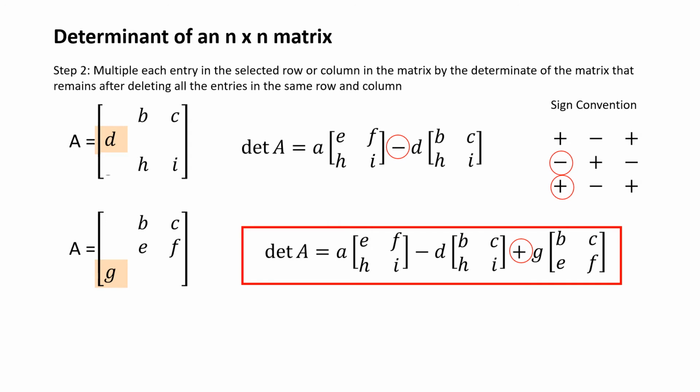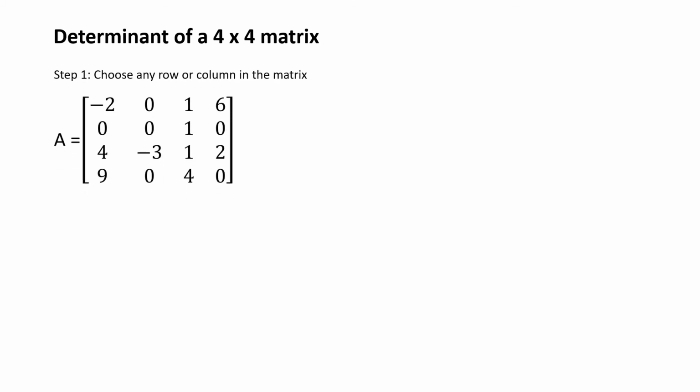Next, we will look at an example. Now we will calculate the determinant of a 4x4 matrix. The first step is to choose any row or column in the matrix. It's best to select a row or column that contains the most zeros. So in this example here, we can see that row 2 consists of 3 zeros, and we will choose this to reduce our computational effort.